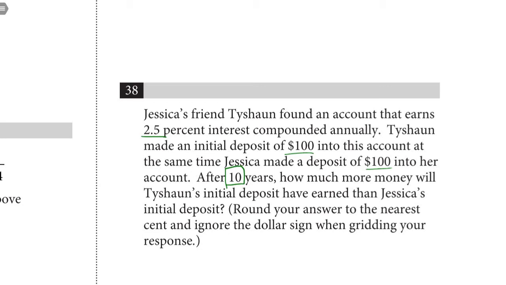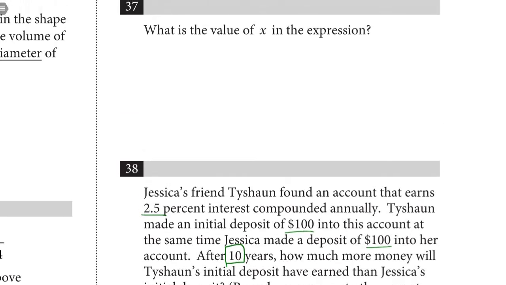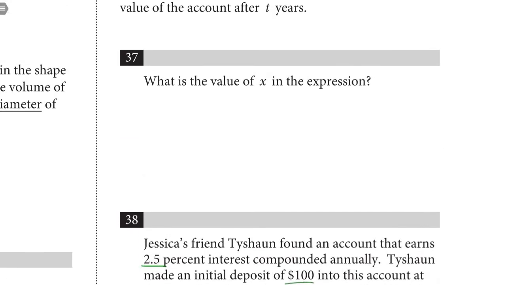Ignore the dollar sign. Okay. So basically, two people. Jessica put her money for 10 years at 2%. Tyshawn put his $100 for 10 years at 2.5%. And they want you to find out what difference they made in money. How much more did Tyshawn make, given that he's making 0.5% more a year?